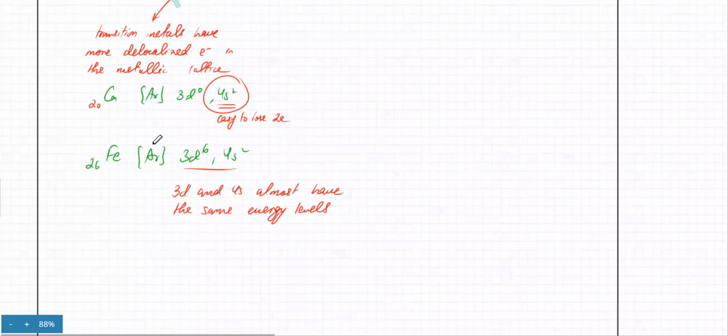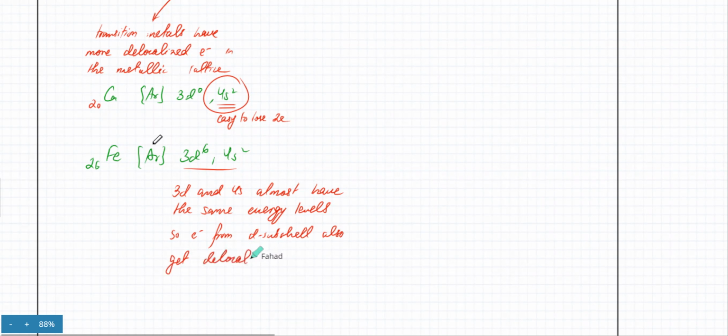So I'm going to complete what I was writing, which was that 3d and 4s almost have the same energy levels. So electrons from d subshells also get delocalized. And overall, your lattice has a lot more electrons.